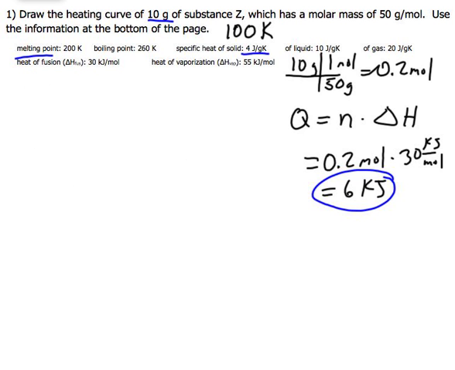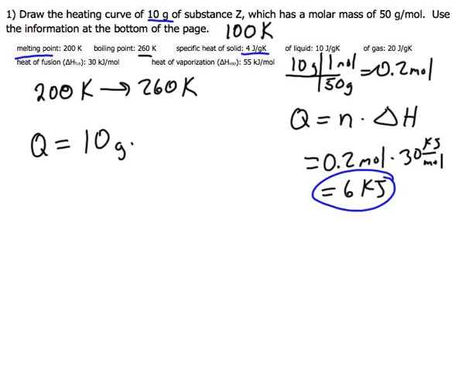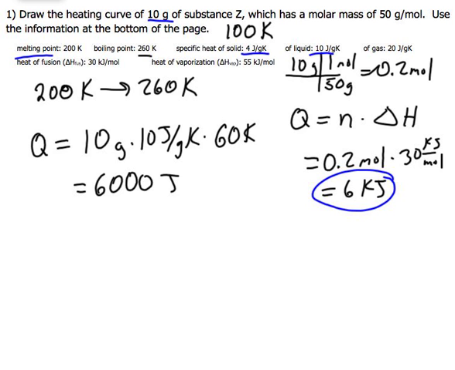Now it's a liquid, and the liquid is starting at 200 Kelvin, and it's going to increase until it maxes out, which is at the boiling point of 260. So again, Q equals mass. The mass hasn't changed. It's still 10 grams. Times the specific heat of liquid, which is 10 joules per gram Kelvin, times the change in temperature, which will be 60 Kelvin. So this comes out to 6,000 joules, or 6 kilojoules. And it's going to go from 200 to 260.